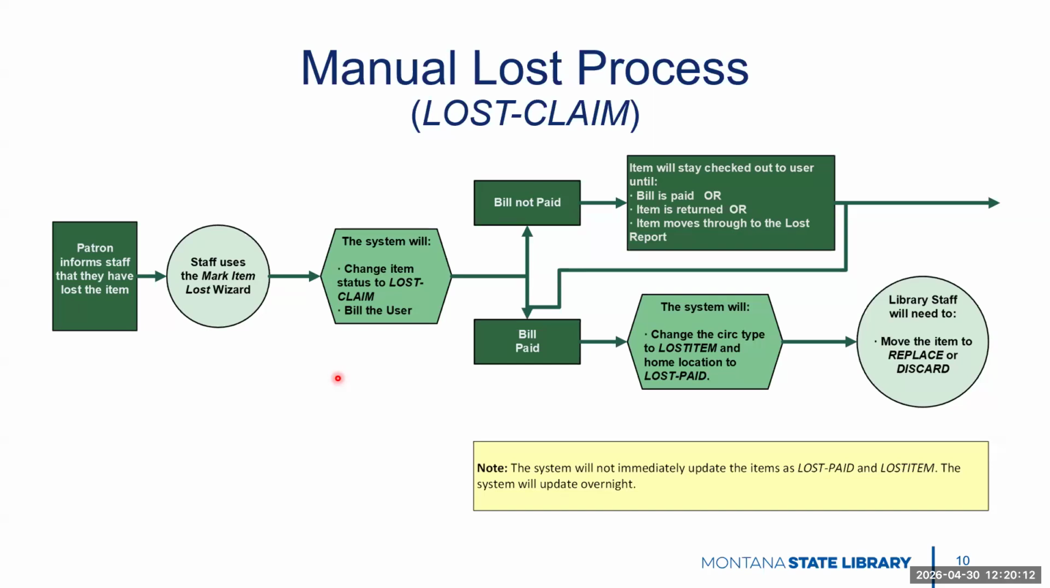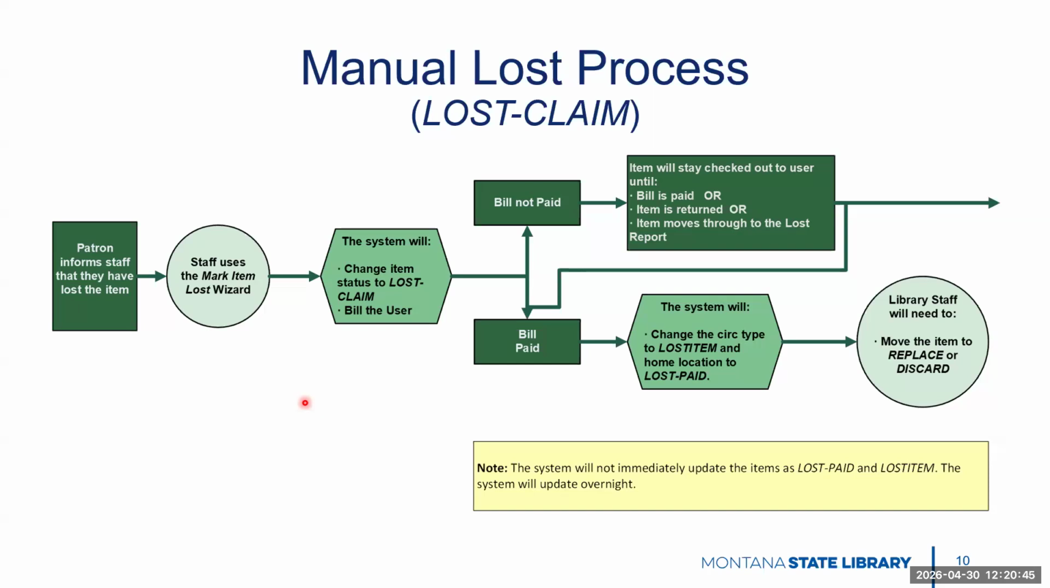Or I guess you could also use it if you want to give patrons a chance to look for it at home and have it exist outside, but that's a little complicated. All right, so to follow the flowchart, patrons inform staff that they've lost the item. Staff then use the Mark Item Lost wizard. What that wizard does is very similar to the assumed lost process, except it's going to change the status to lost claim instead of assume lost. And then it's going to put that temporary bill on that patron's account.